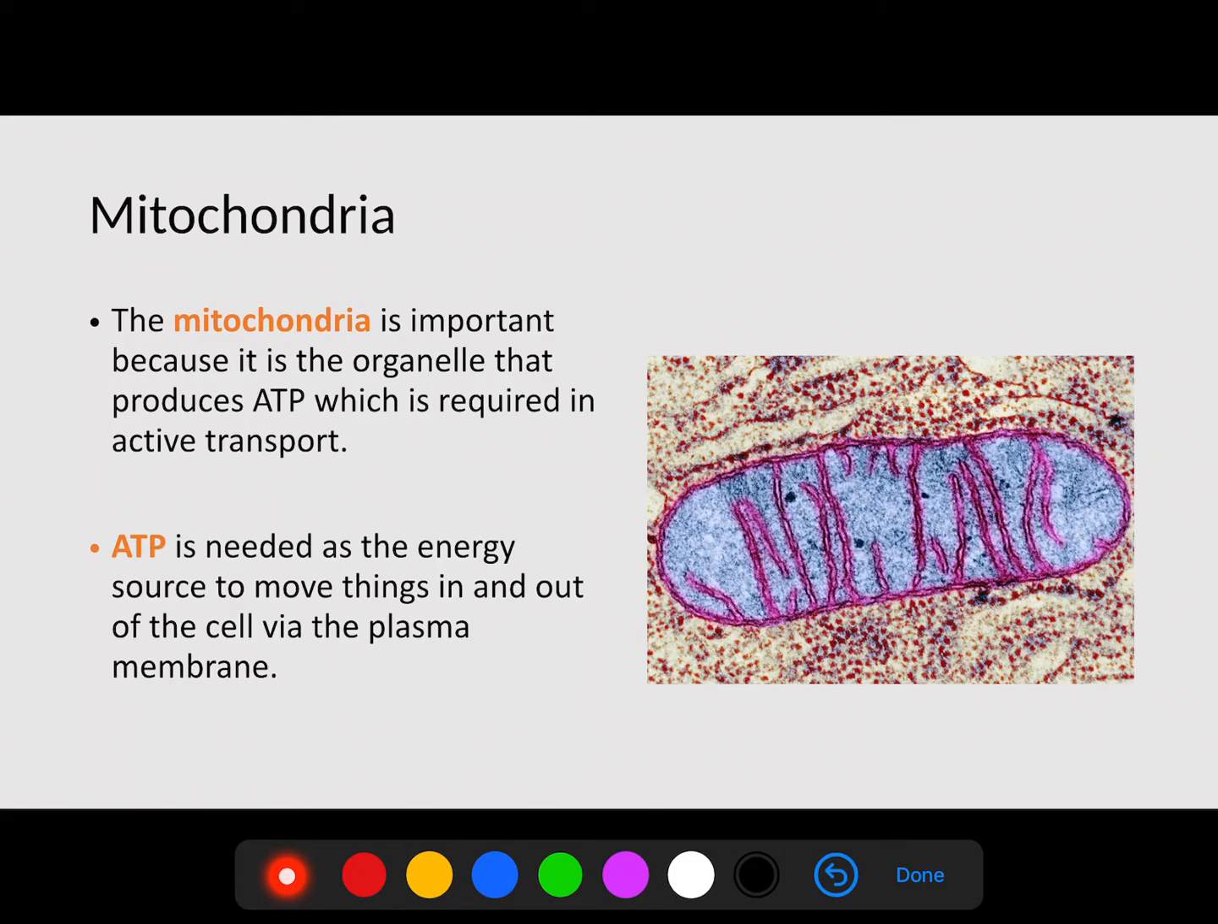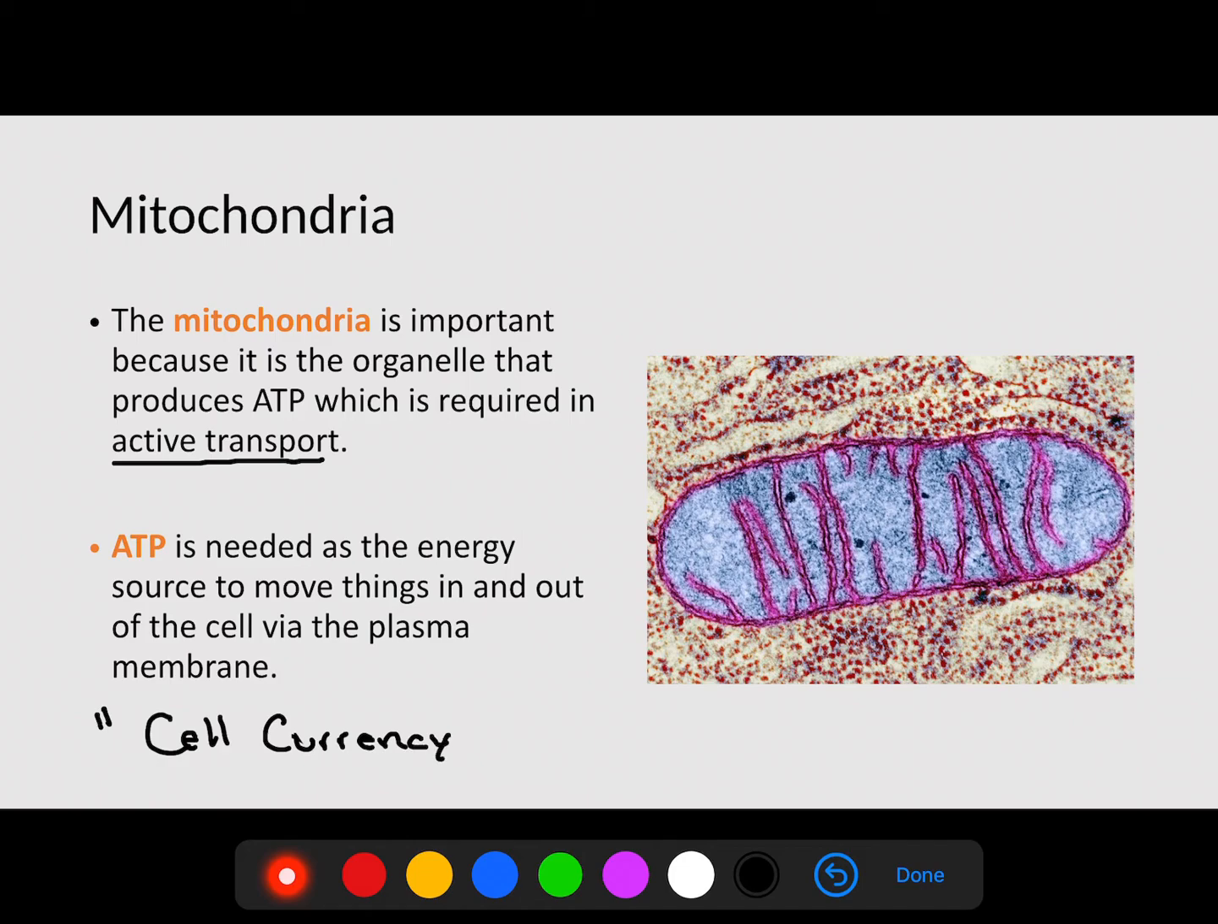outside. Now, one thing that you might not think of in the endomembrane system is actually the mitochondria. The reason that the mitochondria is important for the endomembrane system is all this movement of molecules requires ATP. And again, ATP is our energy molecule. So the mitochondria is important because it is the organelle that produces this ATP, which is required for active transport, like endocytosis and exocytosis. Again, ATP is cellular currency.